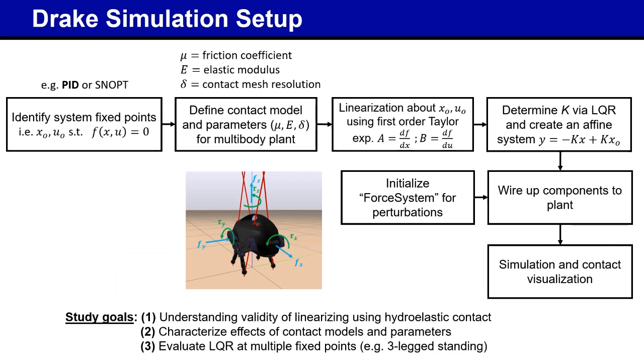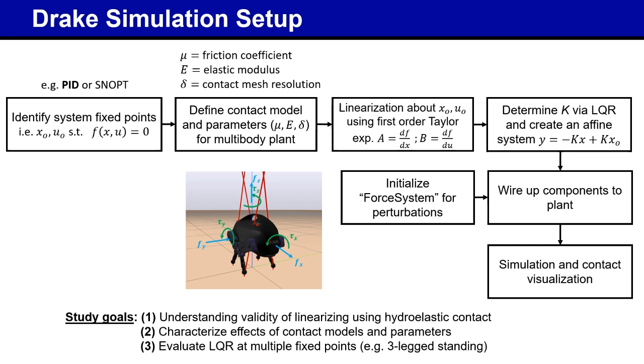Here we show our simulation setup in Drake. We begin by identifying the fixed points of the system and defining our hydroelastic contact properties. We perform a Taylor expansion about the fixed point, which allows us to define a corresponding LQR controller. And finally, we add destabilizing force perturbations to the diagram.